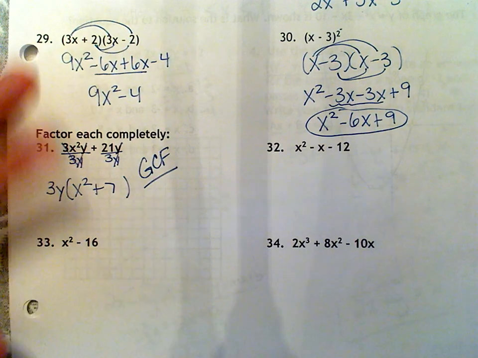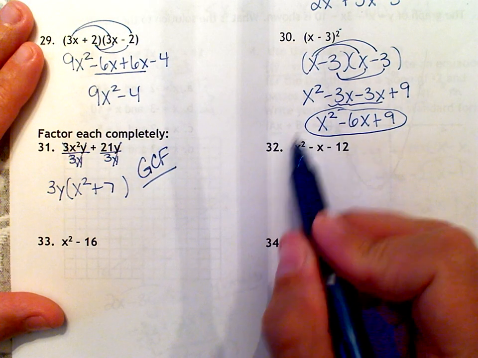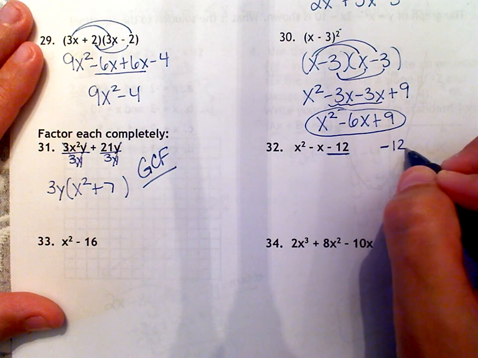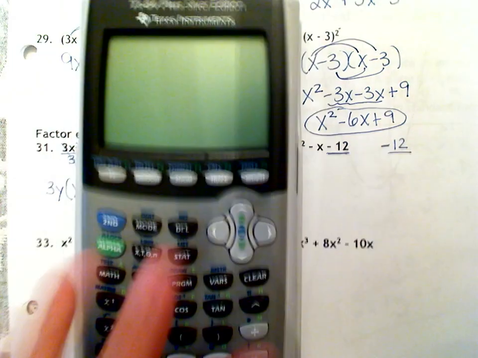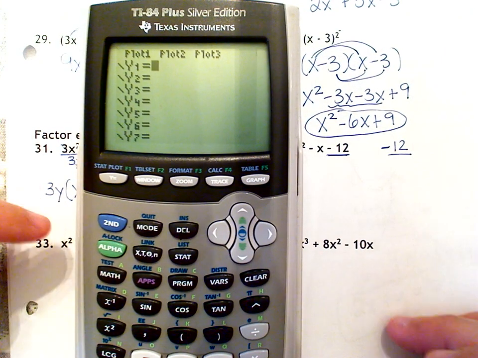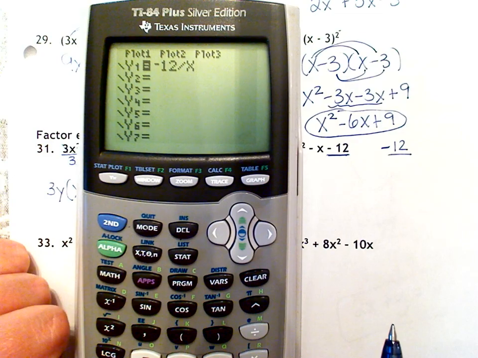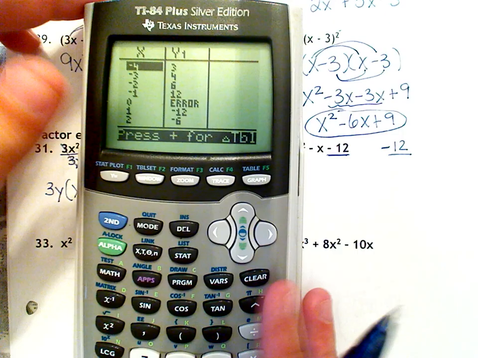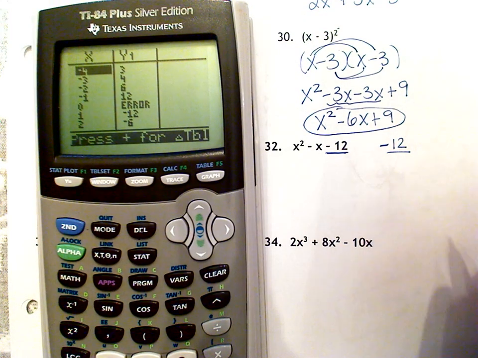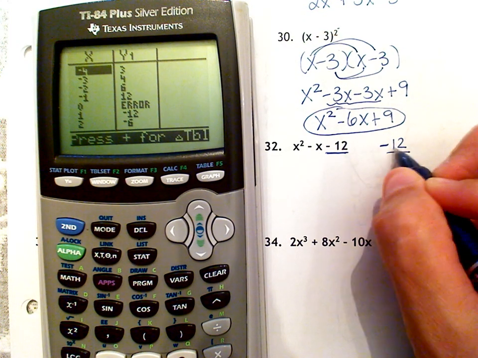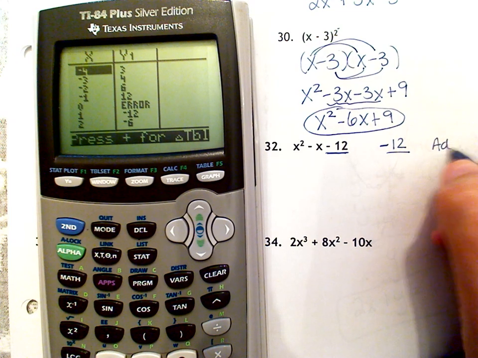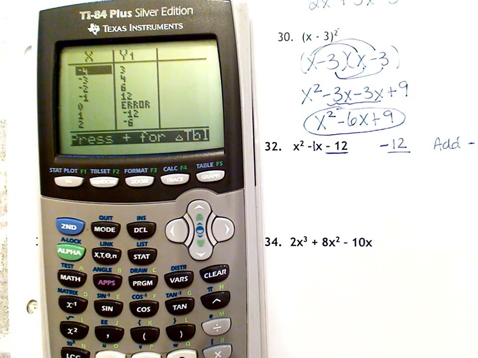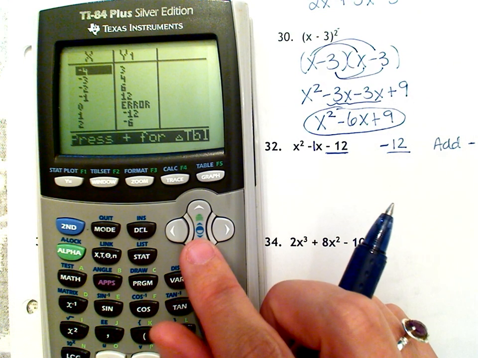32 is a trinomial. There is not a number in front, so we don't have to do bottoms up. We take our C value. We're looking for factors of negative 12. Remember, you can go to your calculator: negative 12 divided by x, and go second table, and we want to find the pair that's going to give me negative 1. So we want it to multiply to give me negative 12, but we want it to add to give me negative 1. Where did I get negative 1 from? Right here.